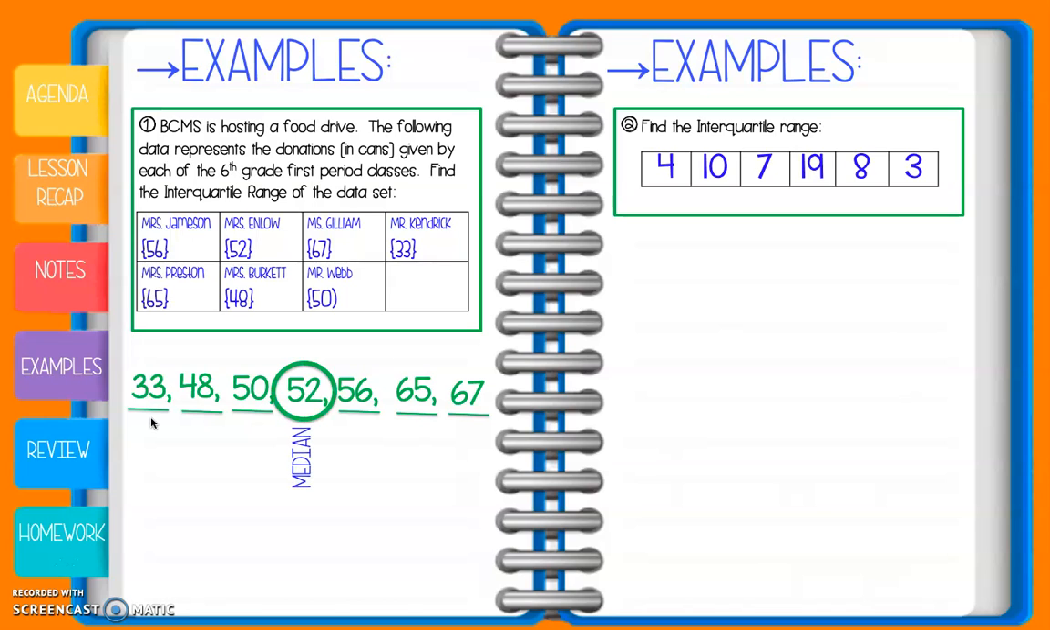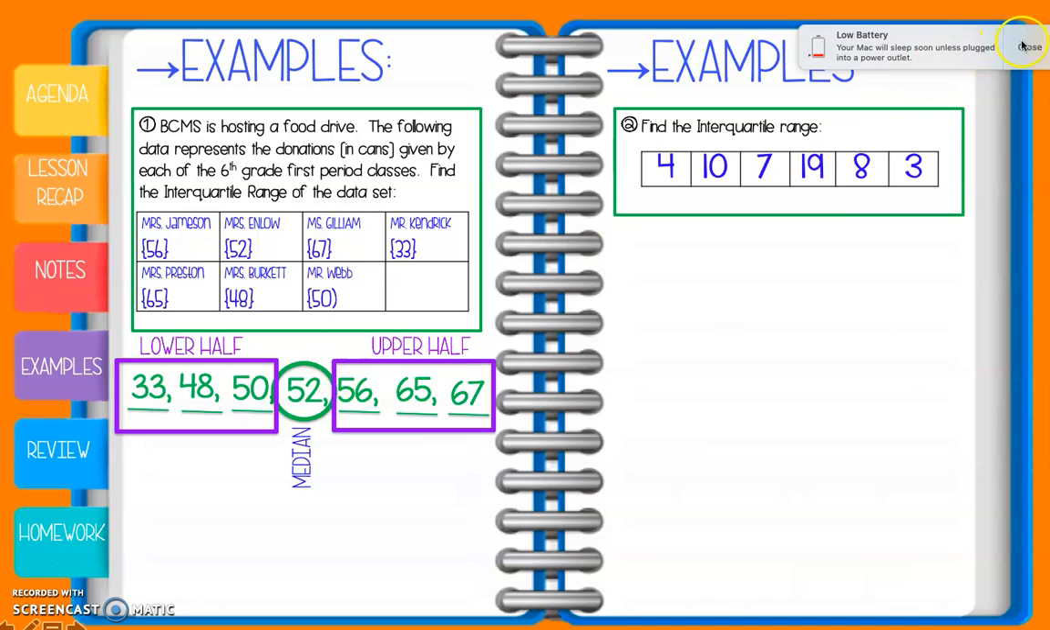That's our median. Okay, now what you should do is you should circle everything that is less than the median and put a box around it because that's our lower half. Okay, then I'm going to put a box around everything that's greater than the median because that's my upper half. Okay, so anything lower than the median is in that box. It's my lower half. Anything greater than the median is in this box because it's my upper half.